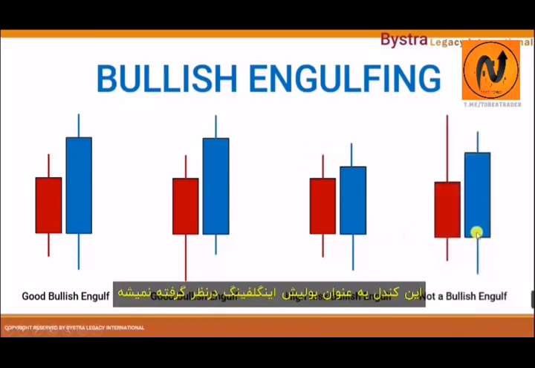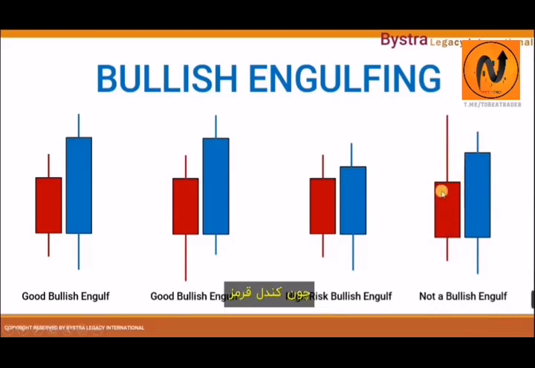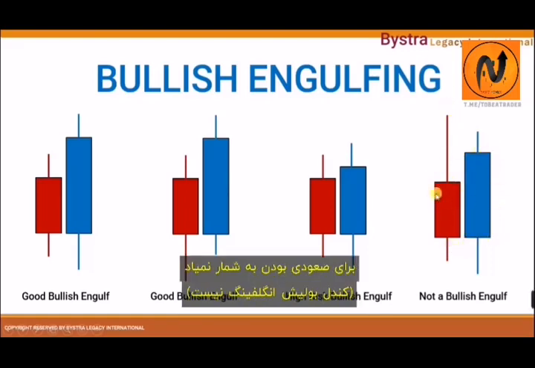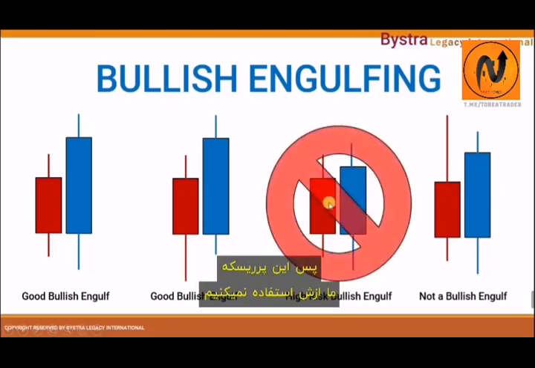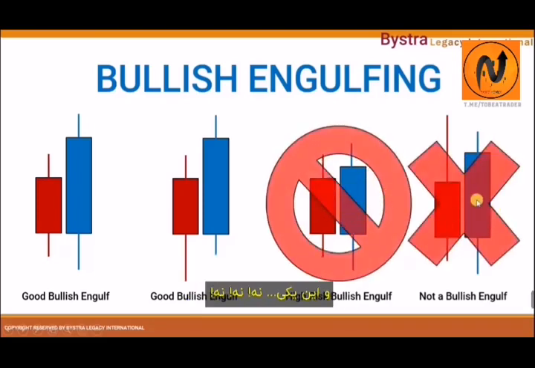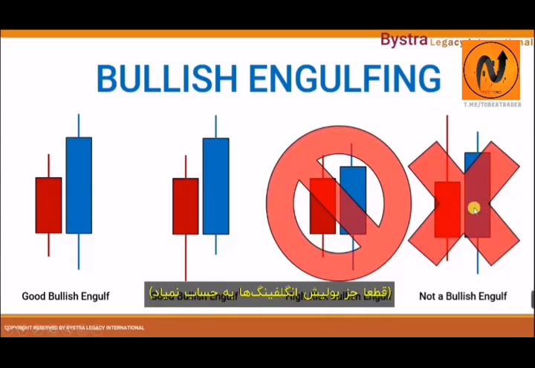Now, this is not considered a bullish engulf, where the red candle with the wick is much bigger than this bullish candle. So this does not count as a good engulf for bullish. So high risk, we'll try not to take it. And this one, no, no, no. It's definitely a no-no.